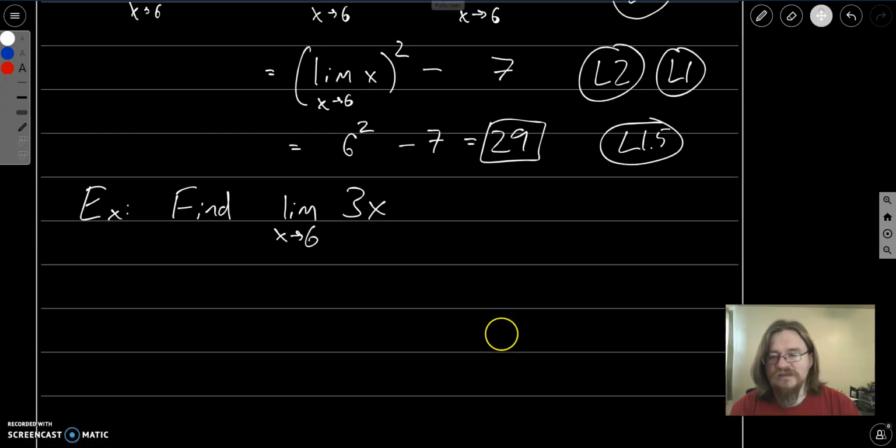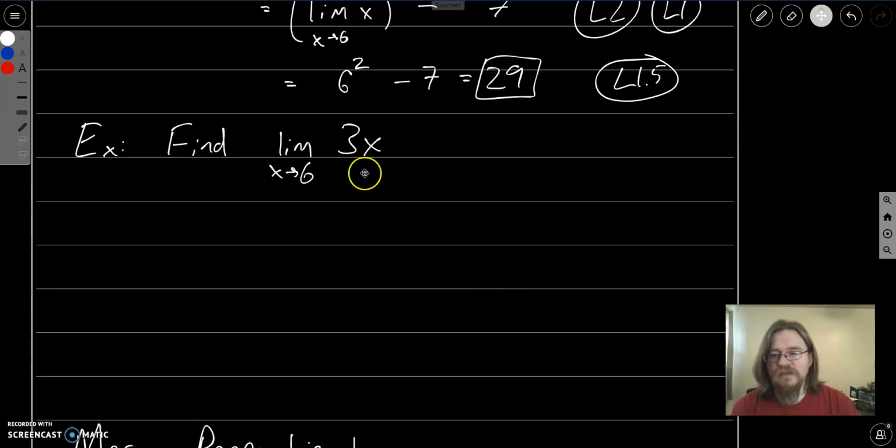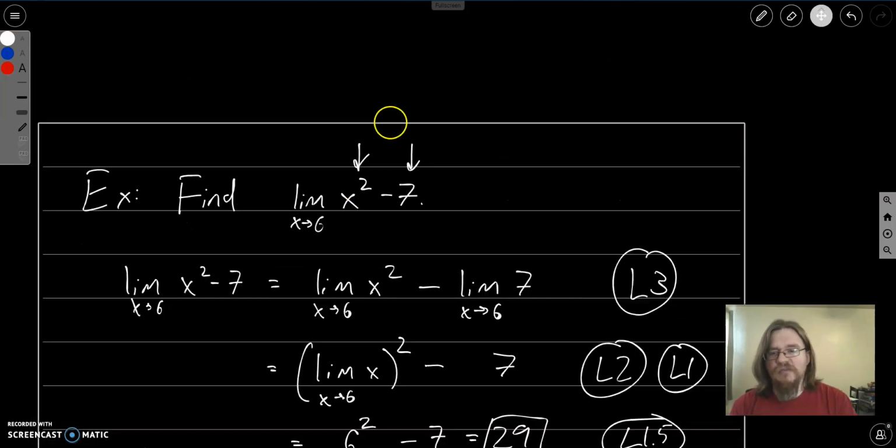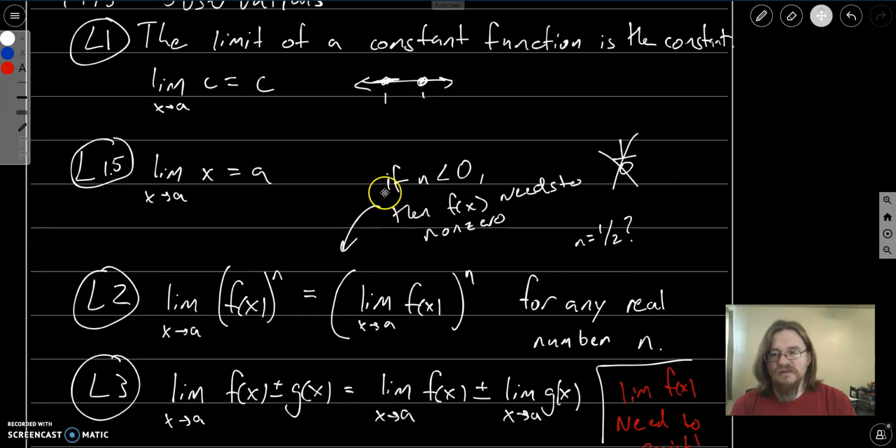Okay, so let's look at this next one. The limit as x approaches 6 of 3x. So we're multiplying two functions, right? We're multiplying the function 3 and we're multiplying the function x. But if we come up here, none of our properties deal with multiplication, do they?